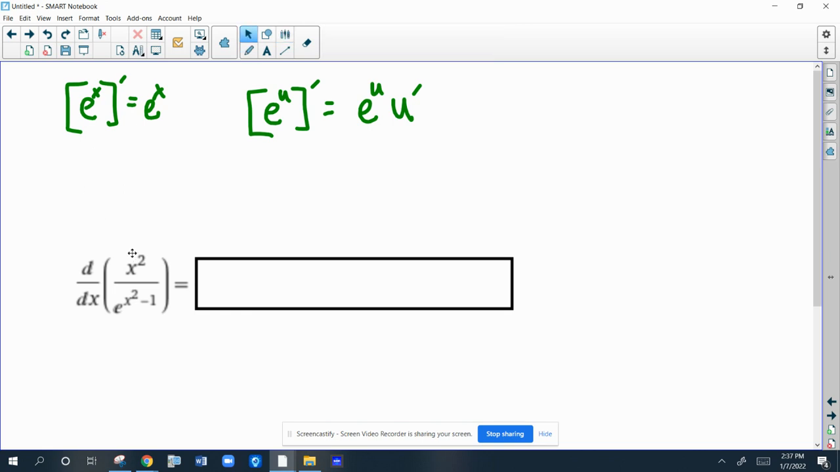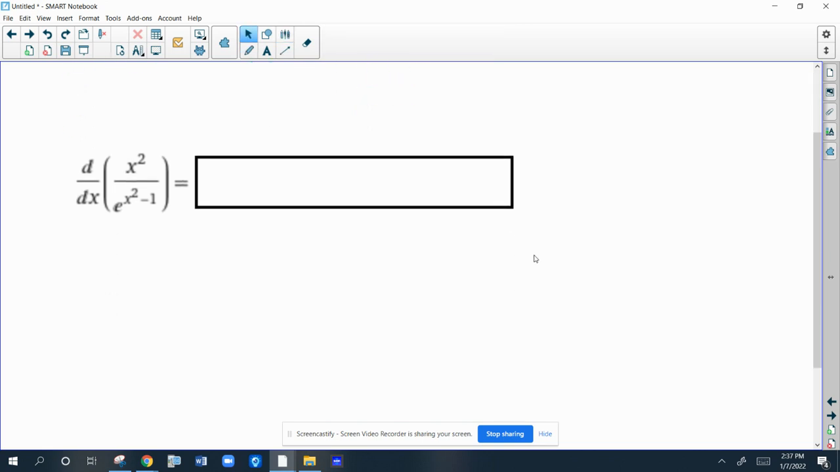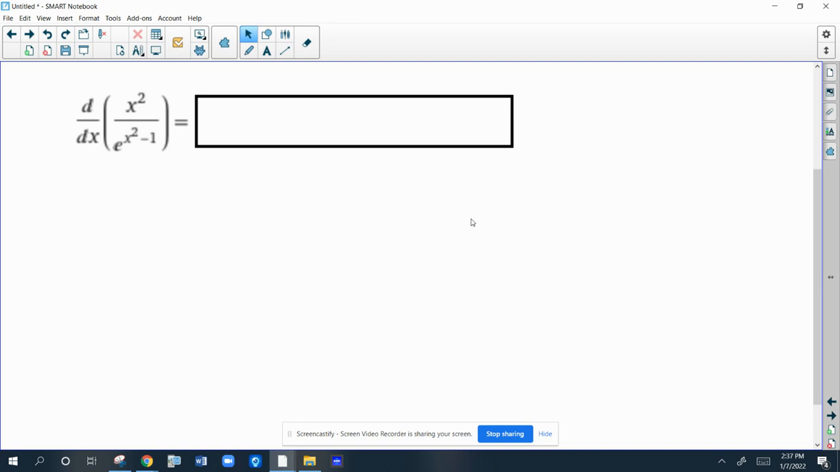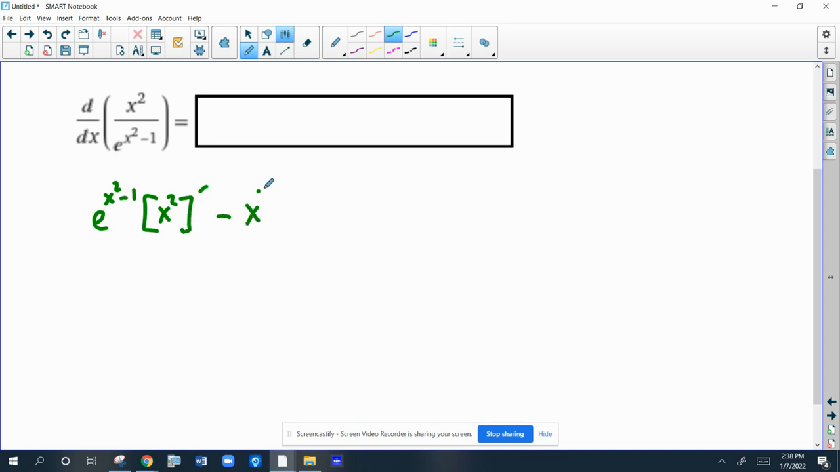So the problem I have here is the derivative of x squared over e to the x squared minus 1, and it's a quotient. So we're going to use the quotient rule. So here we go. We have the bottom times the derivative of the top, minus the top times the derivative of the bottom. And that's all over the bottom squared.